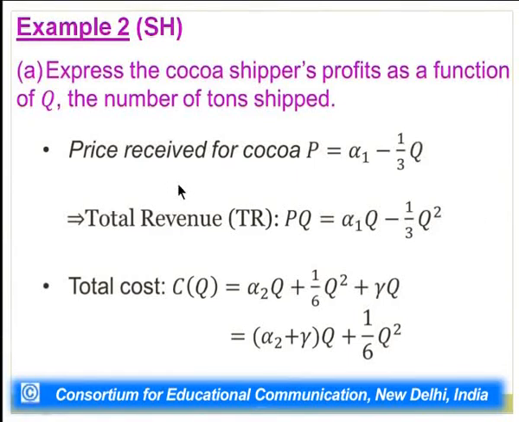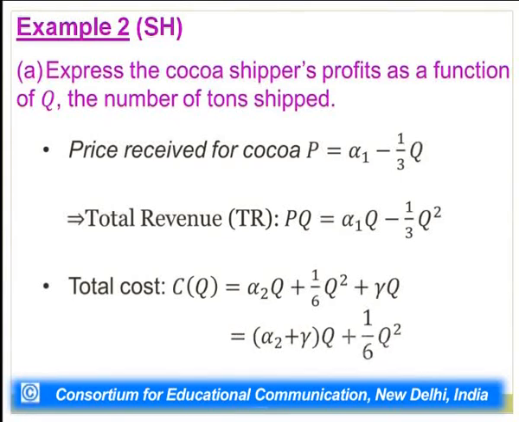Now, as we've seen here, the price that the shipping firm receives for cocoa is alpha 1 minus 1/3 Q, so that the total revenue for this firm by selling Q tons of cocoa is P times Q, which then becomes alpha 1 times Q minus 1/3 times Q square. And as we had already derived the expression for total cost, I've just put it down here again. Total cost for the firm is C of Q equal to alpha 2 Q plus 1/6 Q square plus gamma Q. And let's just make this expression neater by collecting the Q terms.